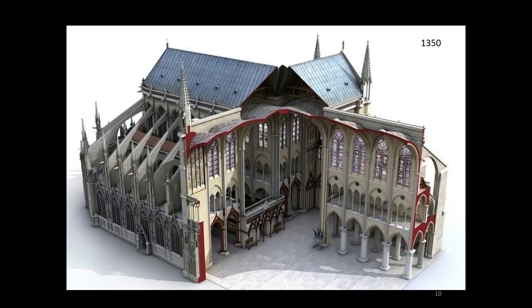And it's around this time, too, that a new choir screen, a stone choir screen, is constructed in the east end of the cathedral. And that was, as you can see, its western face here was originally directly located below the crossing. That was demolished well before the fire.